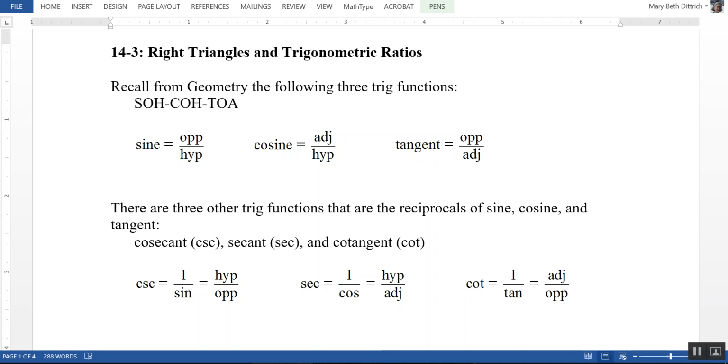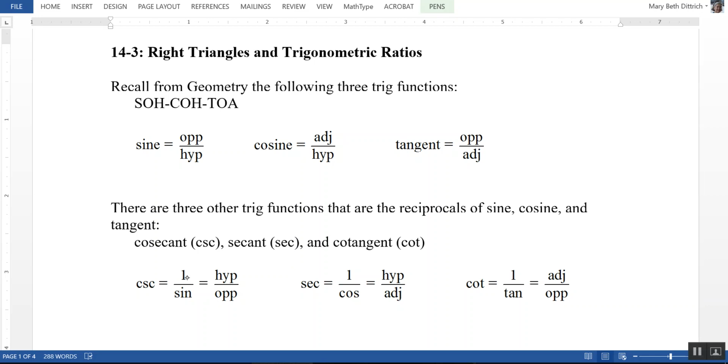Section 14.3 is on right triangles and trigonometric ratios. Recall from geometry the following three trig functions: sine, which is opposite over hypotenuse; cosine, adjacent over hypotenuse; tangent, opposite over adjacent, or SOHCAHTOA. There are three other trig functions that are the reciprocals of sine, cosine, and tangent. They are cosecant, secant, and cotangent.